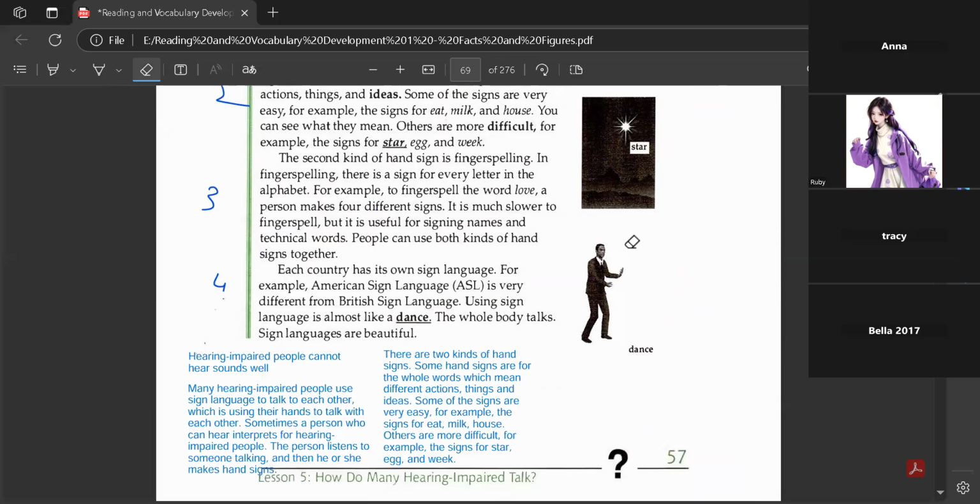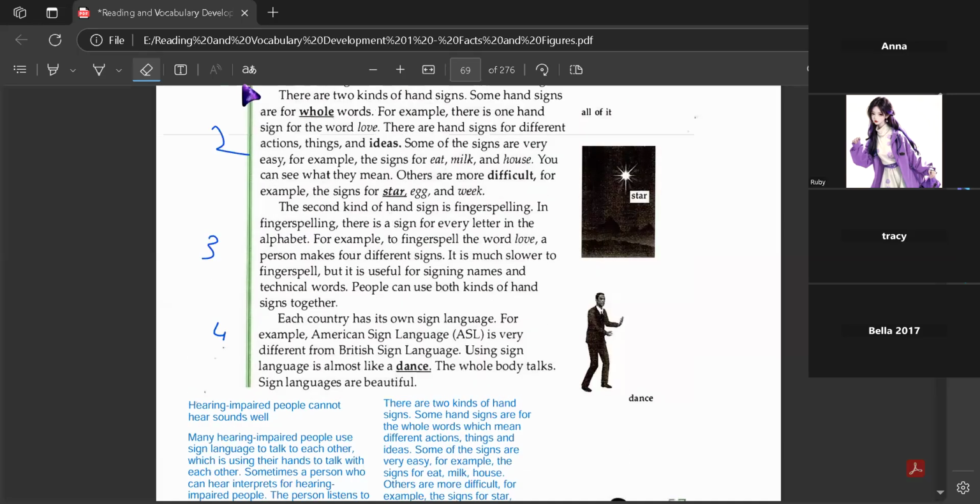Okay, coming to the third paragraph. The second kind of hand sign is finger spelling. In finger spelling, there's a sign for every letter in the alphabet. For example, to finger spell the word love, a person makes four different signs. It is much slower to finger spell, but it's useful for signing names and technical words. People can use both kinds of signs together. So the information of the third paragraph is: the second hand sign is finger spelling.